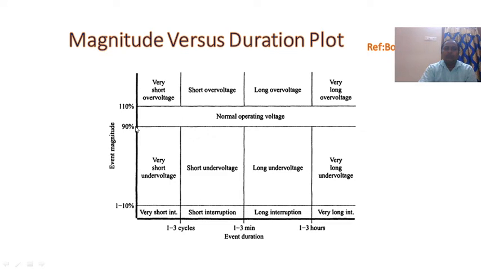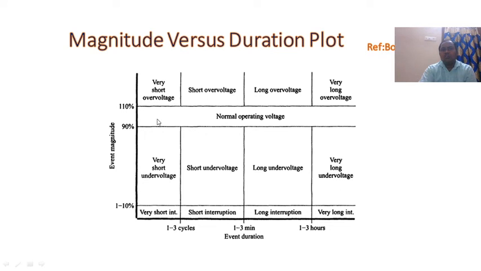Below 90 percentage voltage, up to 1 to 3 cycles, we will call very short under voltages. Below 90 percentage, up to 1 to 3 minutes duration, we will call short under voltages. Below 90 percentage voltage, 1 to 3 hours, we will call long under voltages. Above 1 to 3 hours, below 90 percentage voltage, we will call very long under voltages.